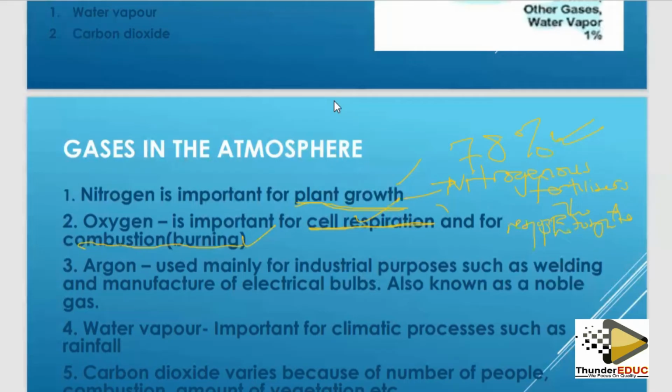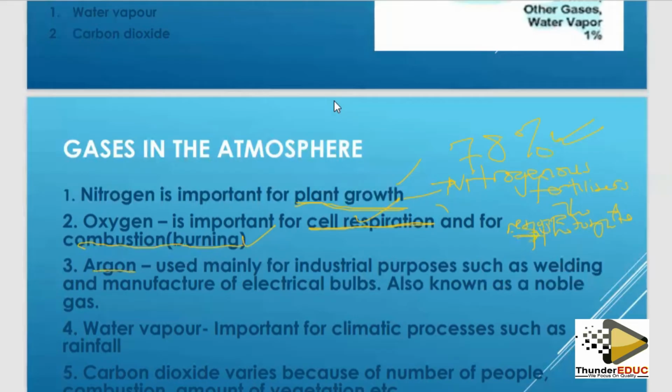So the output of respiration, which is carbon dioxide, is an input on the side of photosynthesis. When vegetation photosynthesizes, they take in that carbon dioxide to use it for photosynthesis, only to release oxygen at the end of the process. While the oxygen is also required for respiration, and at the end of the process, carbon dioxide is released. Right, that is basically oxygen. Then we can proceed to our next gas, which is argon.